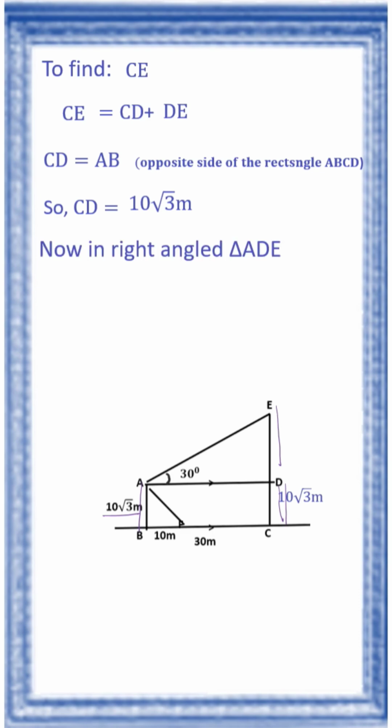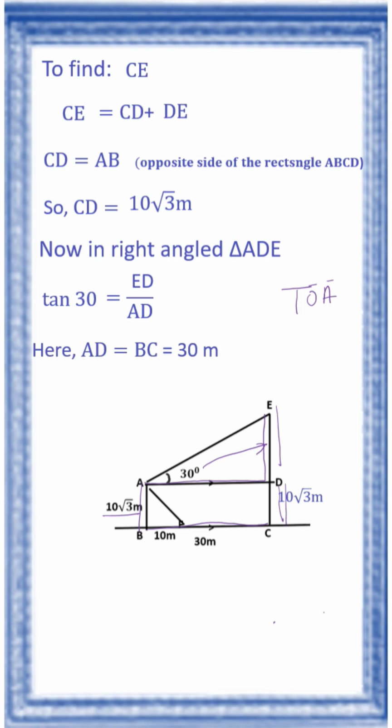Now in the right angle triangle ADE, observe where it is, ADE. Do we know the sides? Yeah, we can find the side AD. AD is equal to BC. Observe the figure. Why? Once again, AD and BC are the opposite sides of the rectangle. So it is also 30 meter. Okay. What is in right angle triangle ADE? We can apply tan ratio, isn't it? Tan 30 is equal to opposite by adjacent. TOA, opposite by adjacent. Opposite side is ED, ED by AD. AD we have already understood, it is 30 meter because AD is equal to BC, that is 30 meter.